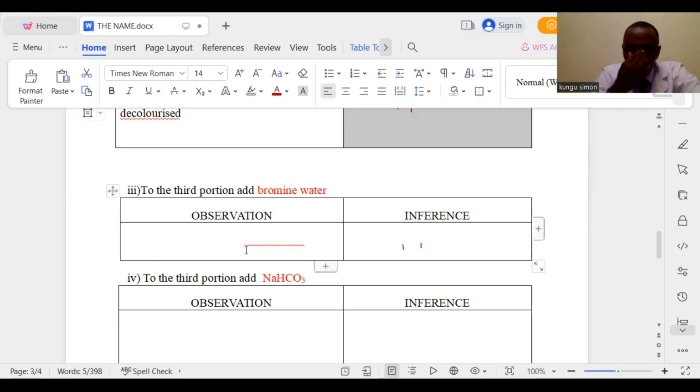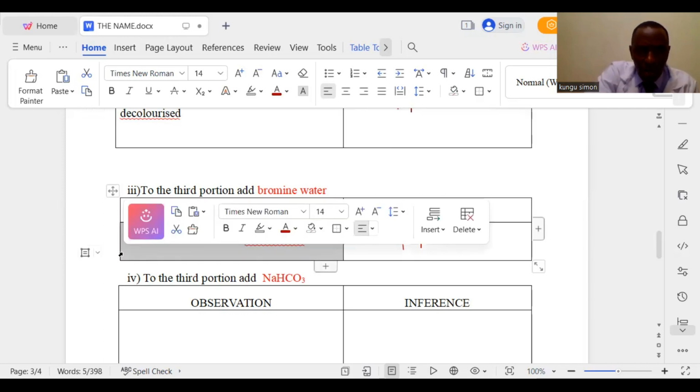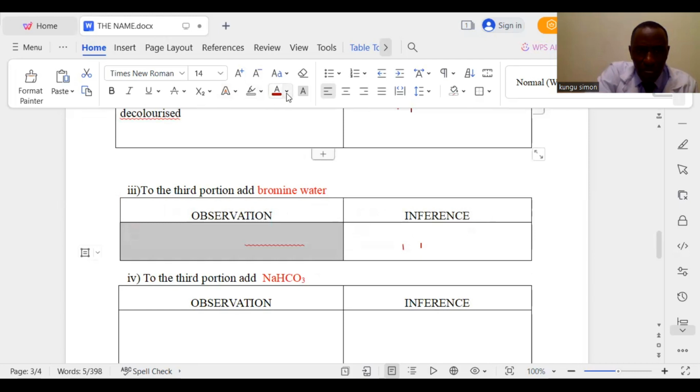Now, in this particular case, bromine water is normally yellow. We mark yellow, and during this reaction, the bromine water changes color from yellow to colorless. That's what we are talking about. Let's look at an example of an expectation that we can have here. Yellow bromine water is decolorized.